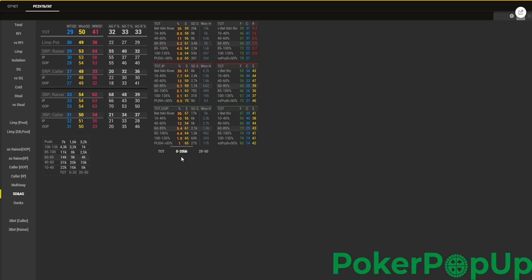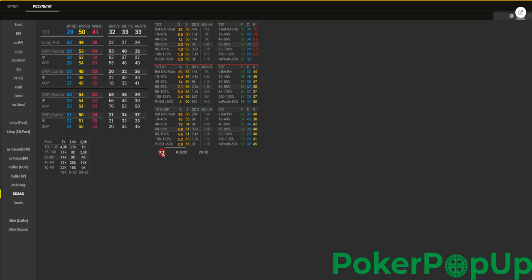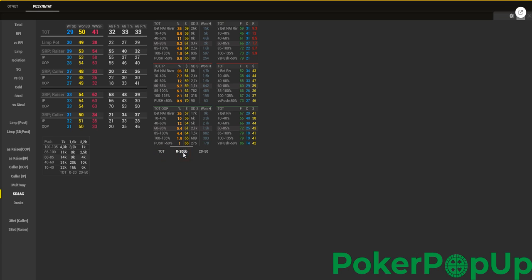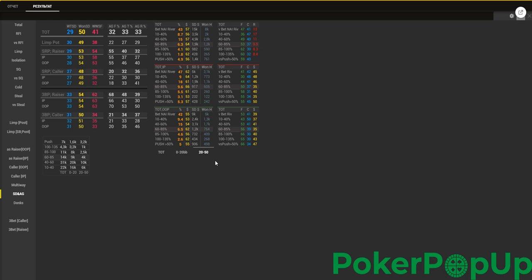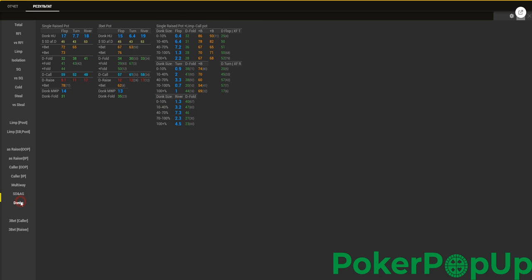So that's total in position, total out of position, and you can also toggle the pot size on the river. Total stats, then you have small pots, smaller than 20 big blinds, and large pots 20 to 50 big blinds. The small block on the left shows the favorite sizing of our opponent. You can see the number of situations for various bet sizings. This player has pushed 7,000 times, but his main sizing, 31k, is 40 to 60% pot.